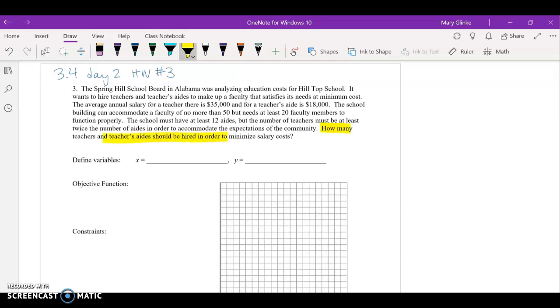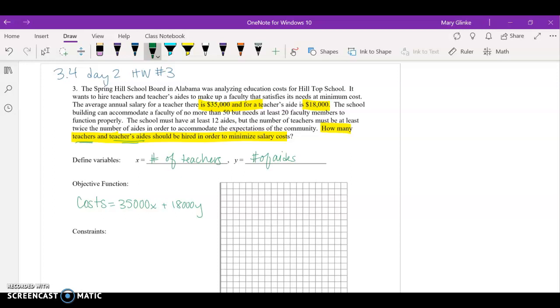We are trying to minimize the salary costs. So therefore my objective function is going to be the costs. Based off of that, we need to know how many teachers and teachers' aides. So that's going to be what our x and our y is. x is the number of teachers, and y is going to be the number of the aides. Looking back, to minimize our costs, we have the different salaries given to us: 35,000 per x and 18,000 per y.